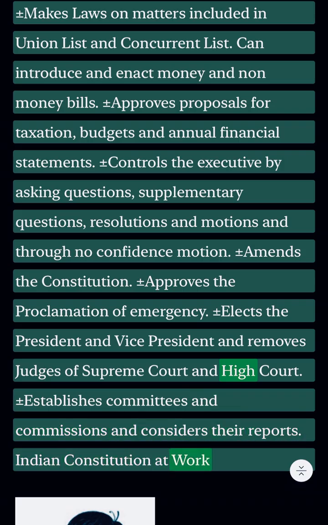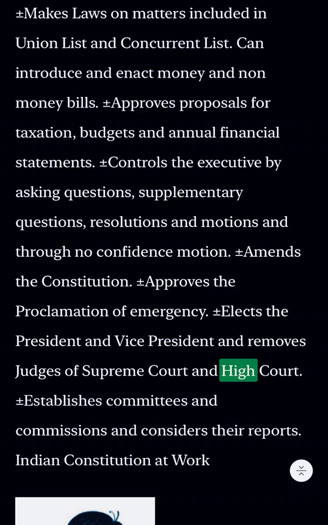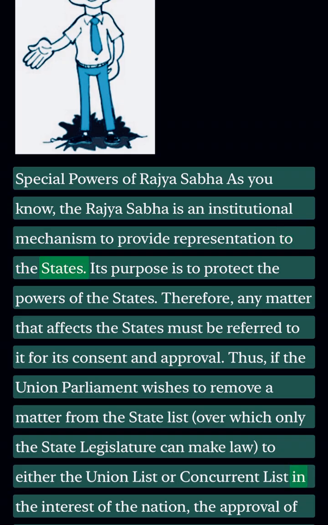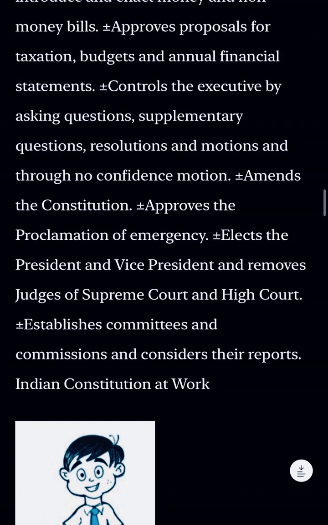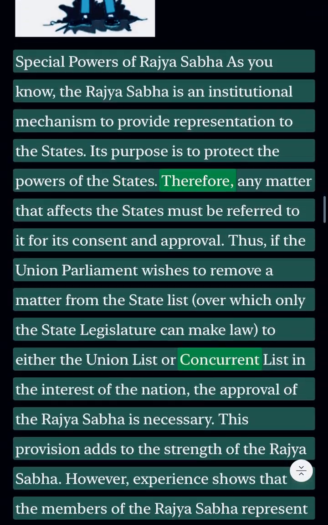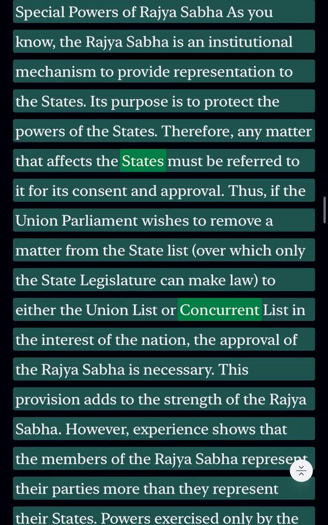Indian Constitution at work. Special powers of Rajya Sabha. As you know, the Rajya Sabha is an institutional mechanism to provide representation to the states. Its purpose is to protect the powers of the states. Therefore, any matter that affects the states must be referred to it for its consent and approval.